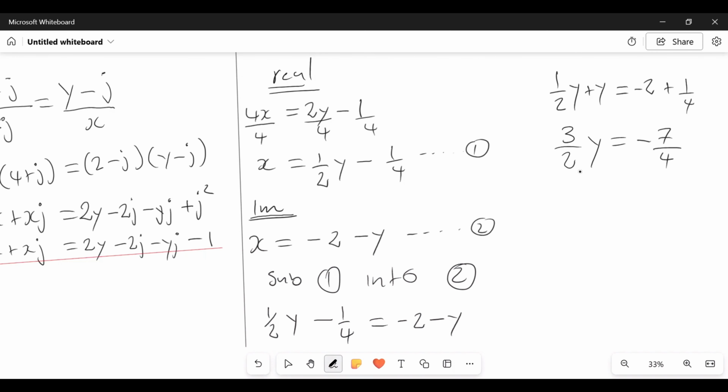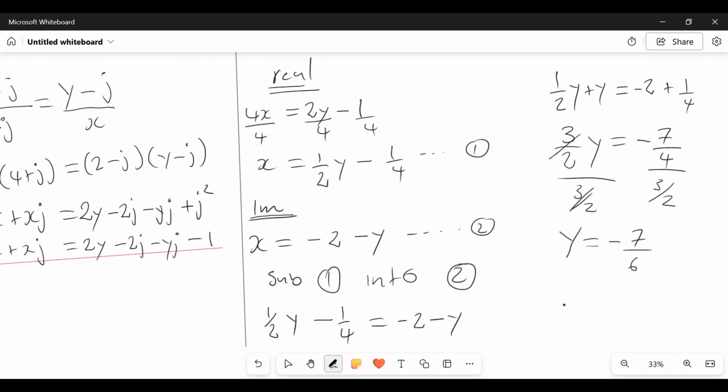There we go. And then from there, guys, we just divide by 1.5. We divide by 3 over 2 throughout. This 3 over 2 is going to give you 1. You're left with y here. And this one is going to give you negative 7 over 6. So our y here is negative 7 over 6.